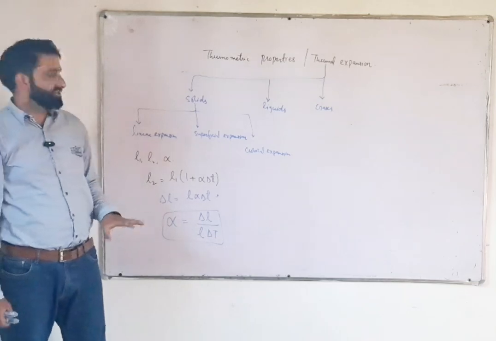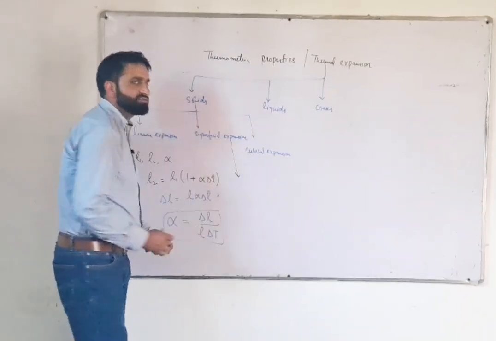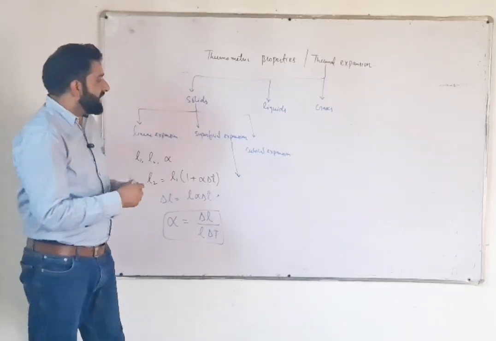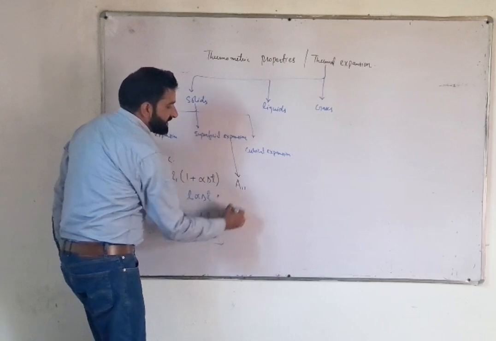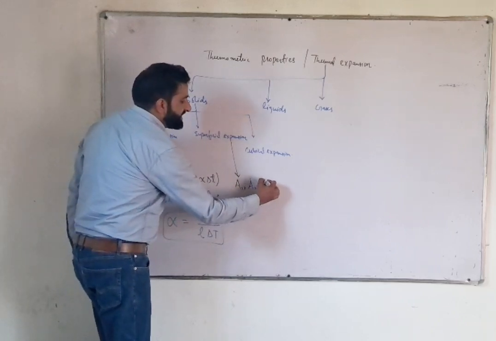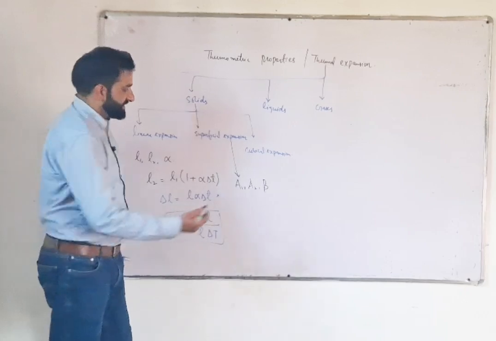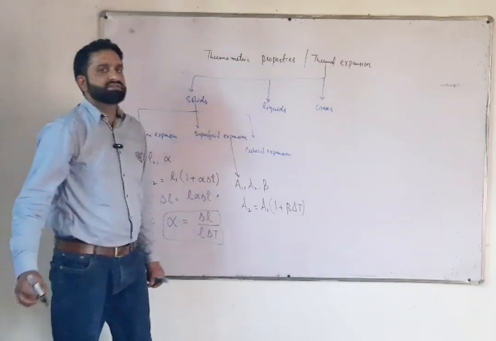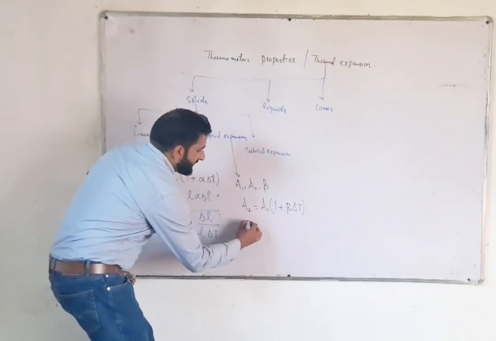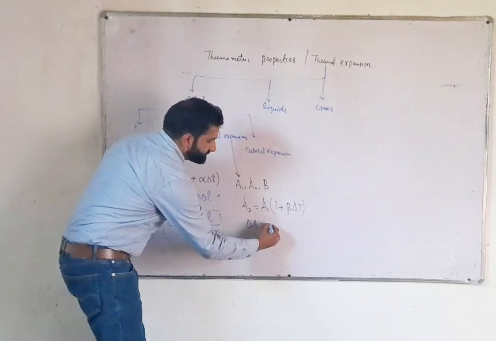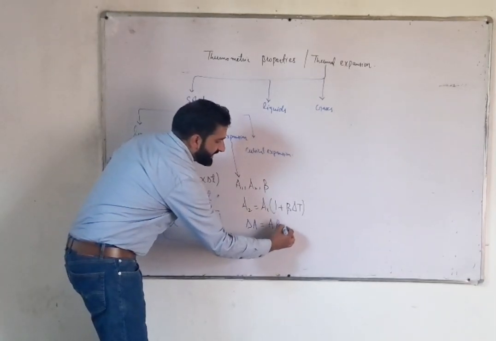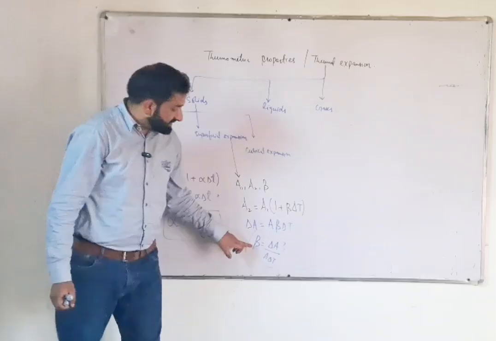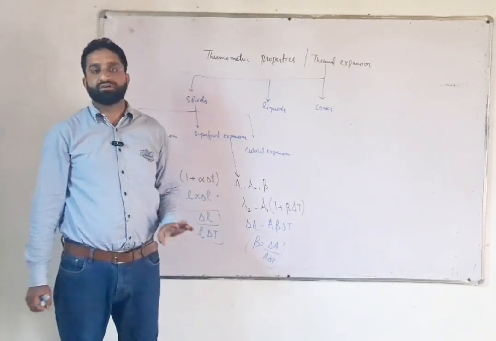This is linear expansion. Now talking of superficial expansion, it is the expansion in terms of area, or area-wise. If the initial area is A1, the final area is A2, and beta is the coefficient of superficial expansion, then A2 is equal to A1 into (1 plus beta delta T), where delta T is the change in temperature. If delta A is the change in area, that is equal to A, the initial area, into beta delta T. We have that beta is equal to delta A divided by A delta T. This gives us the value of the coefficient of superficial expansion.